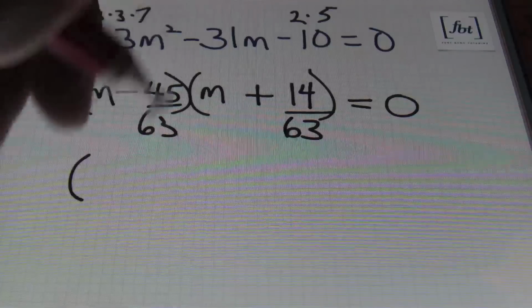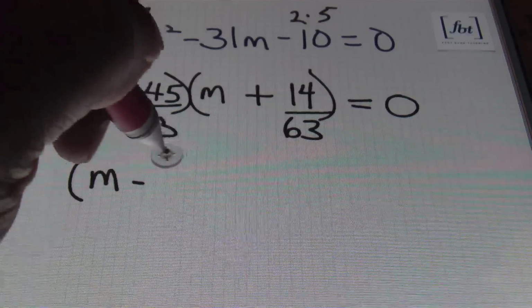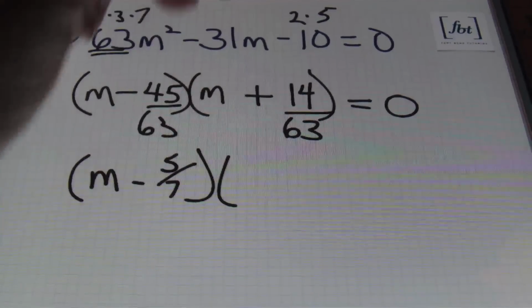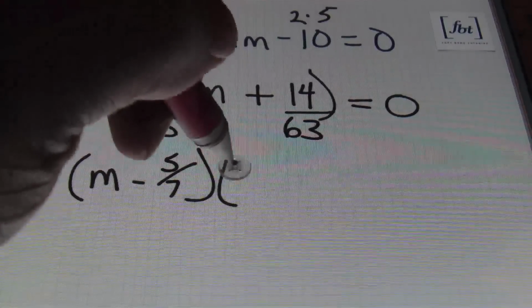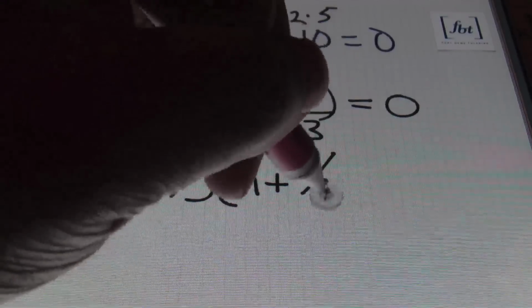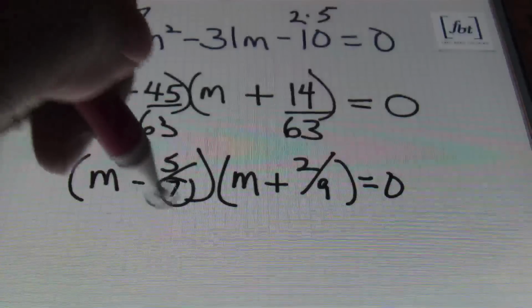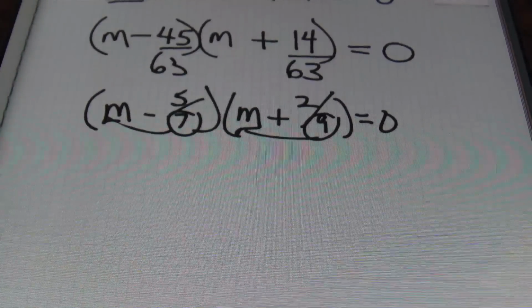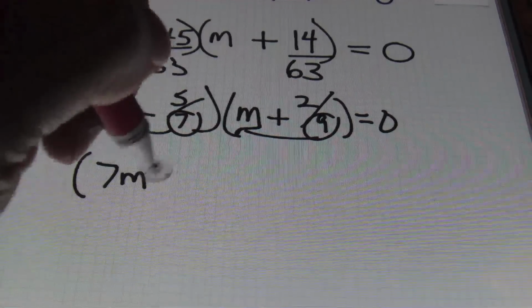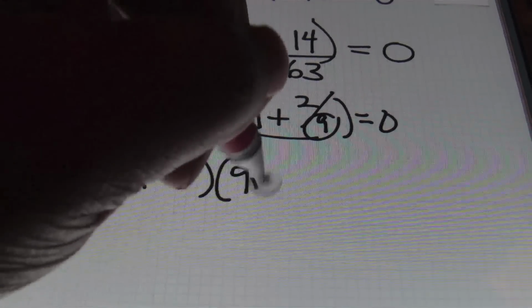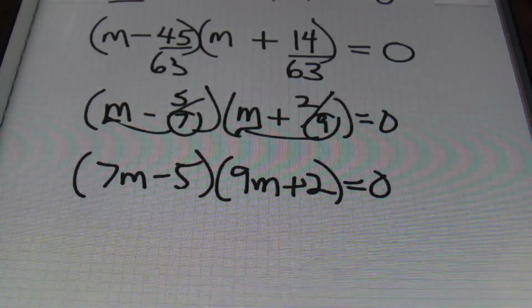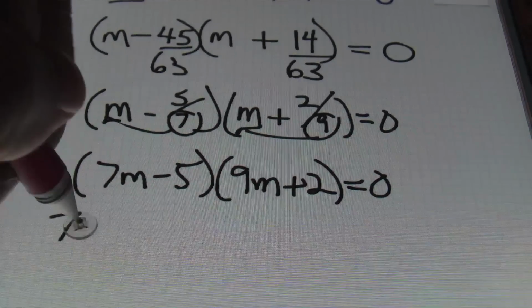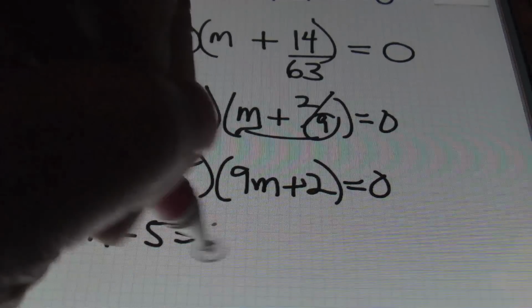Simplifying these first numbers by 9, I'll end up with 5/7. Simplifying the 14 and the 63 by 7, I'll end up with 2/9. Remember, any remaining denominators will go in front of your variable, so you'll end up with this factored as 7m minus 5 times 9m plus 2 equals 0. Setting each factor equal to 0 using the zero factor property, we'll have 7m minus 5 equals 0, as well as 9m plus 2 equals 0.